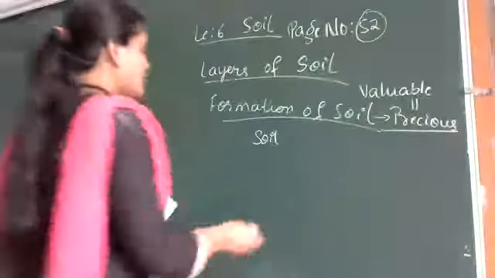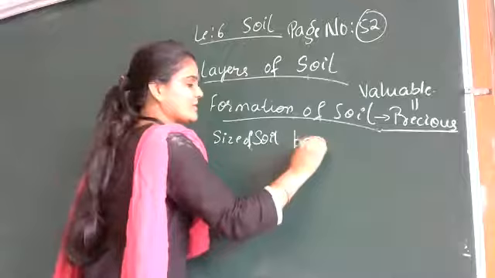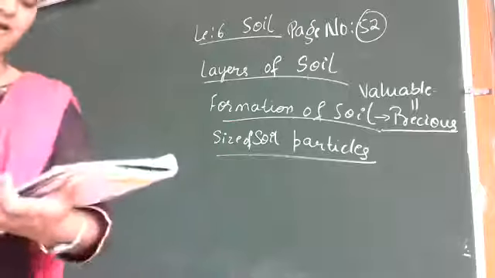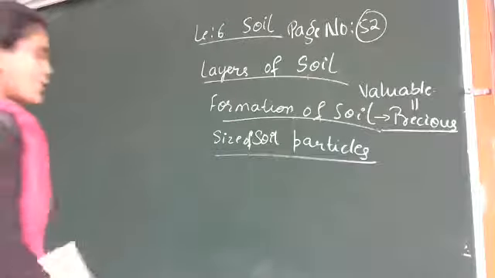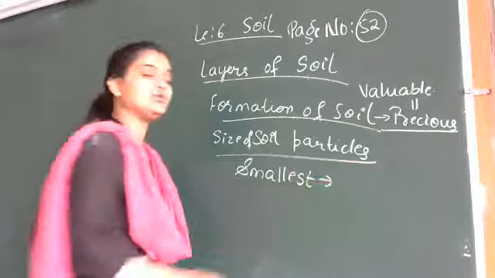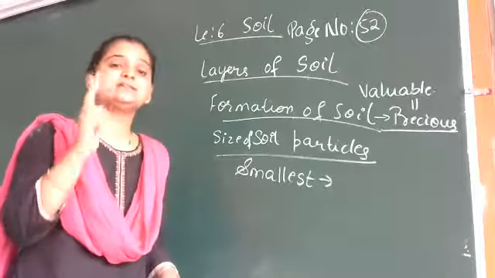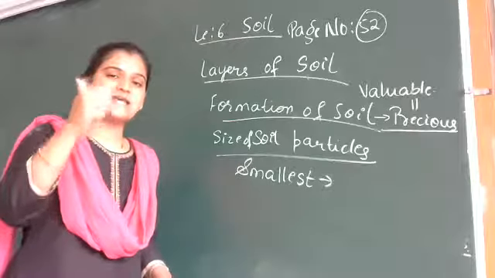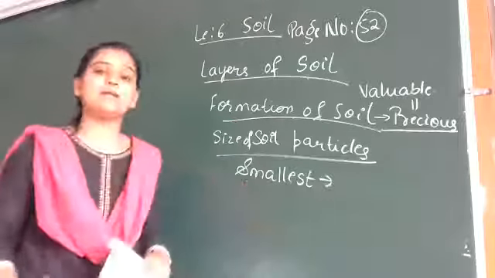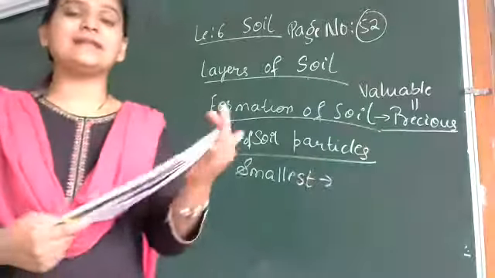Next, soil particles. See here, size of soil particles. Even this part you will have to underline. The smallest particles are that of clay. Initially I told you soil consists of sand, clay, and silt, and rock fragments. Here we will see what the smallest particles are made up of. Please underline: the smallest particles are that of clay.